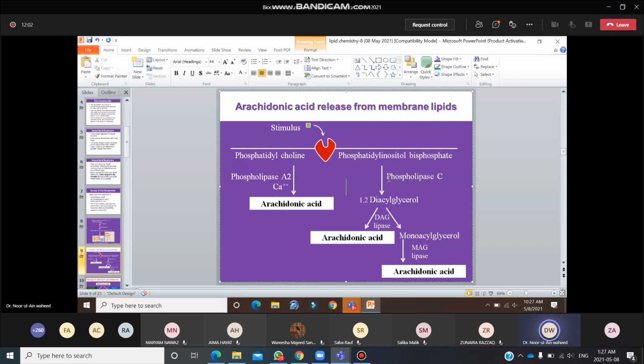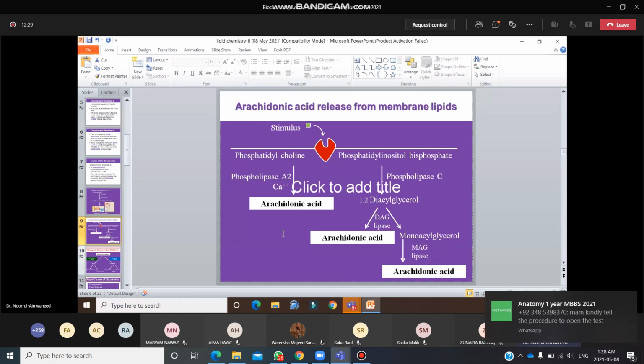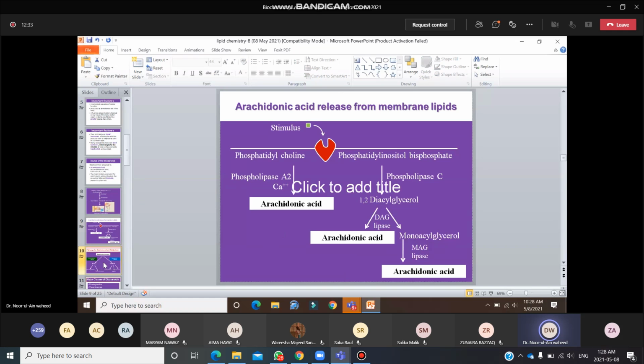Phosphatidylinositol bisphosphate, by the action of phospholipase C, makes 1,2-diacylglycerol. From diacylglycerol, by the action of lipase enzyme, arachidonic acid is released, and then monoacylglycerol is also released, and by the further action of monoacylglycerol lipase, arachidonic acid is released. So these are the three routes of arachidonic acid release. By the action of their corresponding enzymes, they are available in the cytosol, and this arachidonic acid acts as the precursor of eicosanoids.